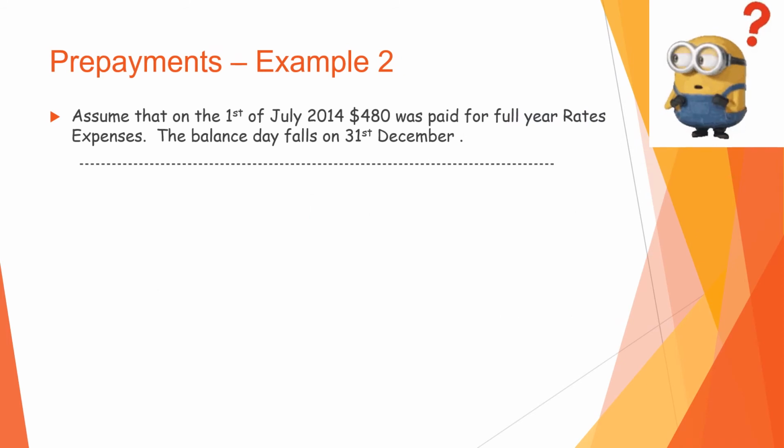So let us look at the second example. Assume that on the 1st of July 2014, $480 was paid for full year rate expenses. The balance day falls on the 31st of December. Now note that the rate was paid for the full year. That means 480 is for 12 months.